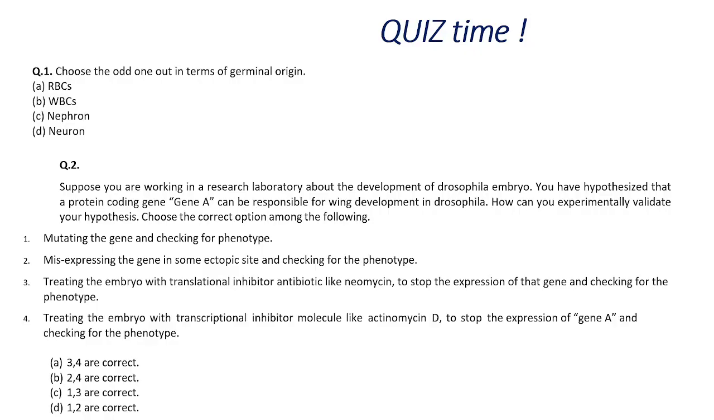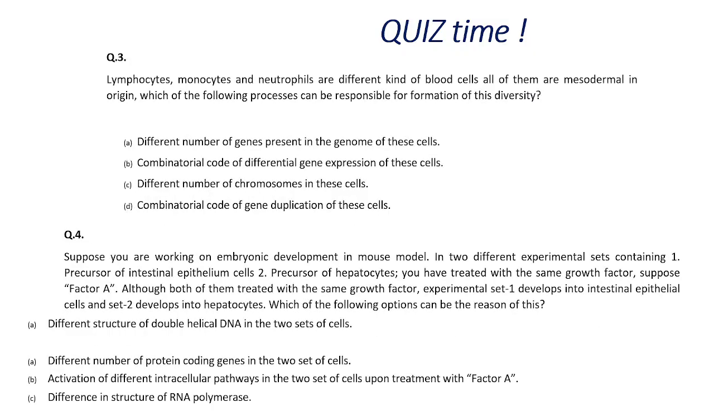But options 3 and 4 suggest providing general inhibitors that would stop the translation and transcription of all the genes, not just specifically gene A. Therefore, it's impossible that you could link the effect to gene A. Okay, so option D, that is 1 and 2, are actually correct.